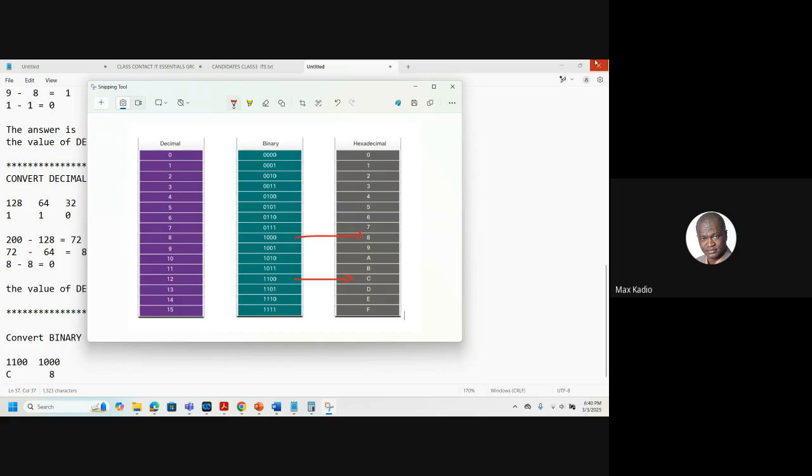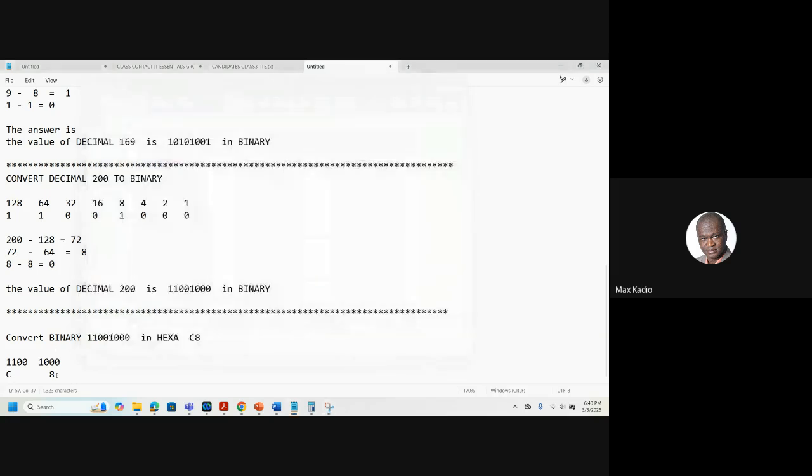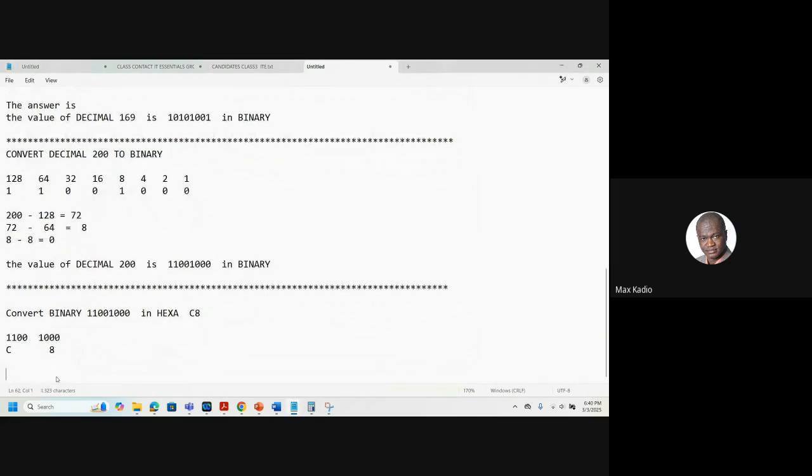Okay, I'm going to give you one. You must convert 0, 0, 1, 1, 1, 1, 1, 1. So convert this one in hexadecimal.